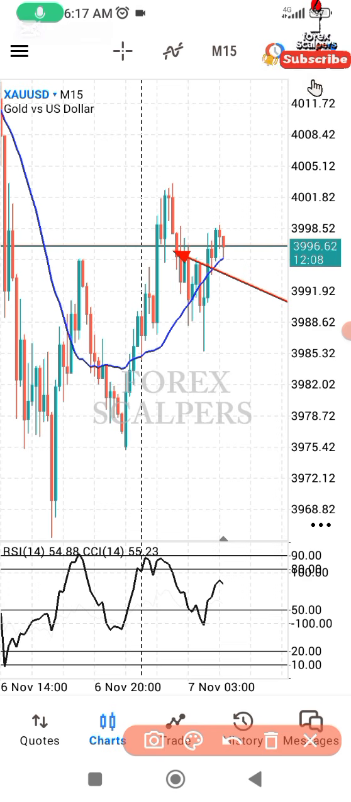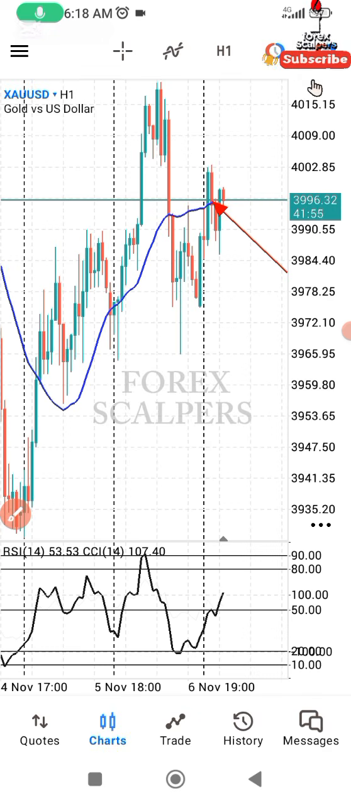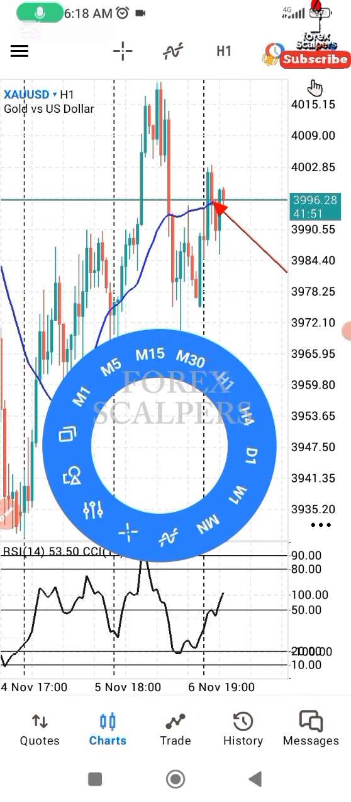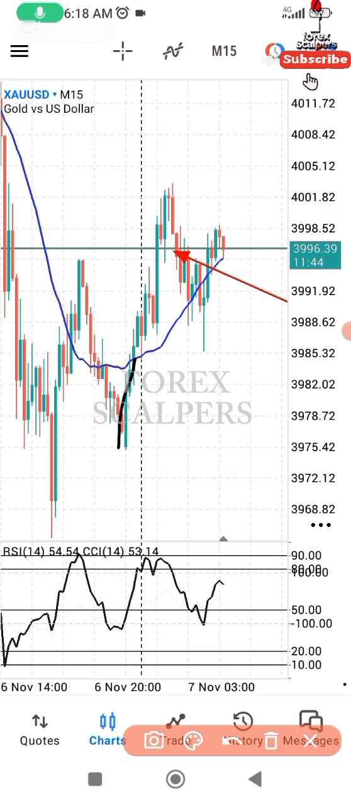So there are instances whereby price will close below the moving average. Like in this scenario, you see the price came down and closed below. But on your 1 hour, it is above the moving average. So what do you do? You come back to your 15 minutes. Just be patient, allow price to pull back and close above this. So you can see that price has pulled back and price has closed above this moving average.